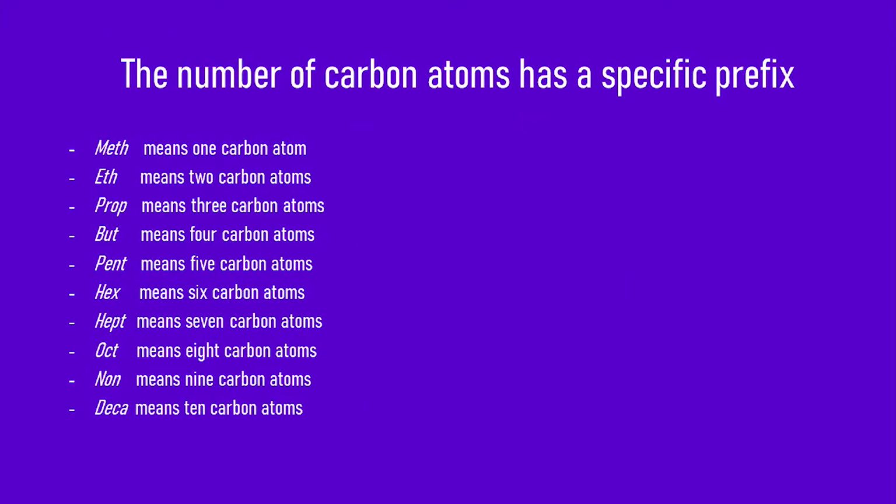The number of carbon atoms has a specific prefix. One carbon atom in a molecule is defined as meth, while eth stands for 2 carbon atoms, prop stands for 3 carbon atoms, but for 4, pent for 5, hex for 6, hept for 7, oct for 8, non for 9, and dec for 10 carbon atoms.